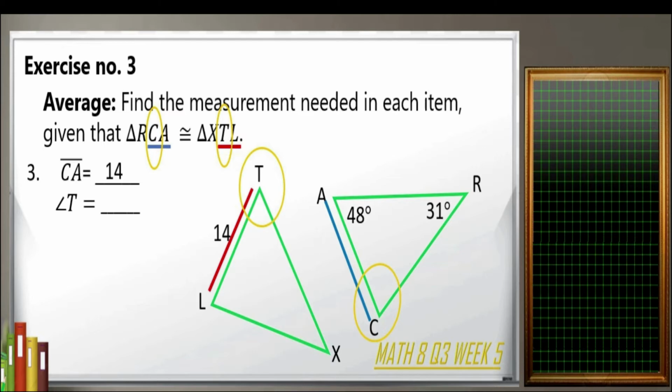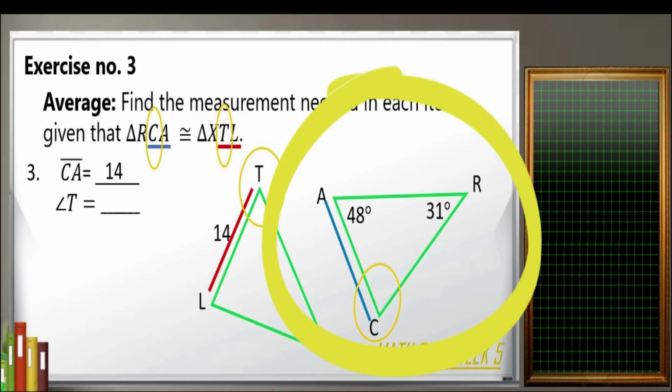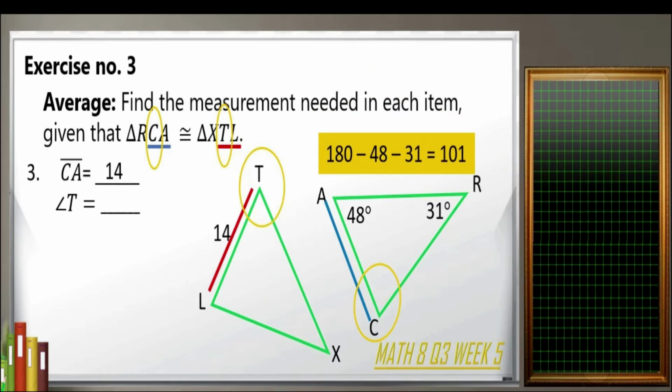So how do we solve this problem? We have to look at which triangle has two given measurements. From this triangle, we have 48 degrees and 31 degrees on the second triangle. We have to subtract it from 180 degrees. Then the answer will be the remaining angle. Angle C is equal to 101 degrees. Then its corresponding angle, angle T, is also equal to 101 degrees.